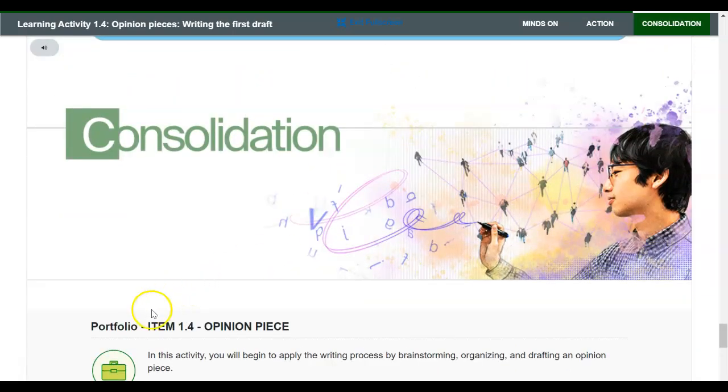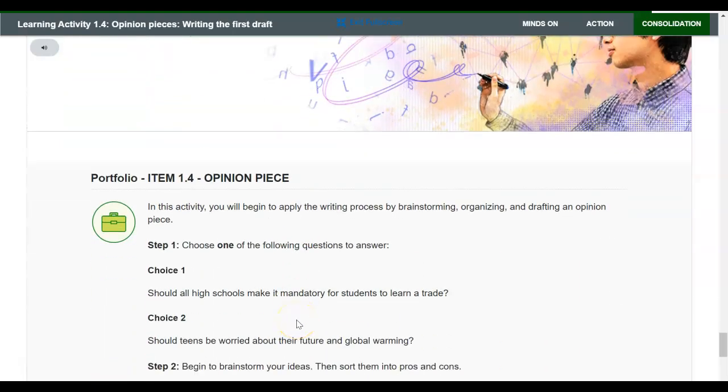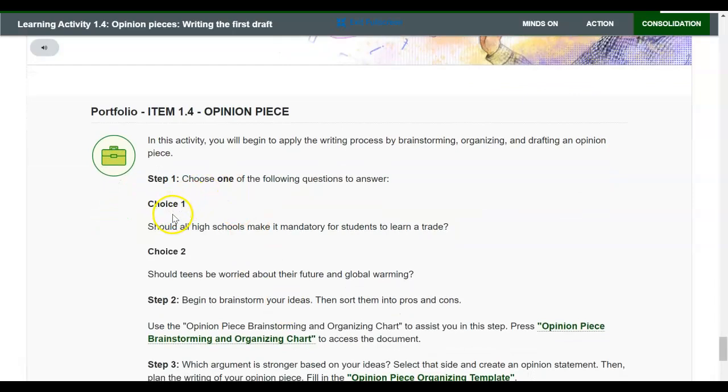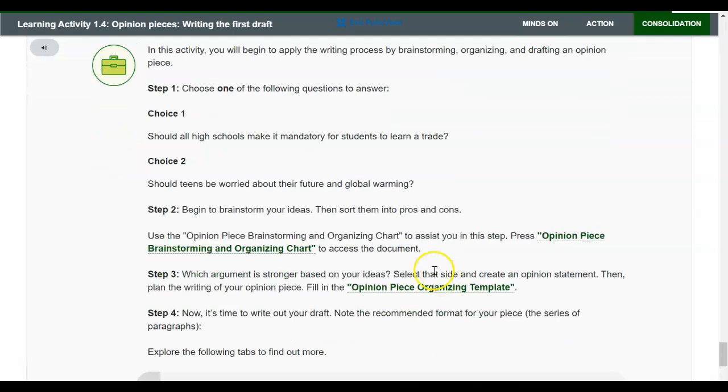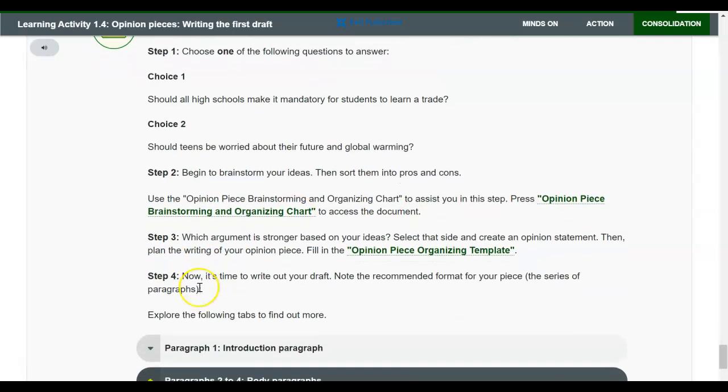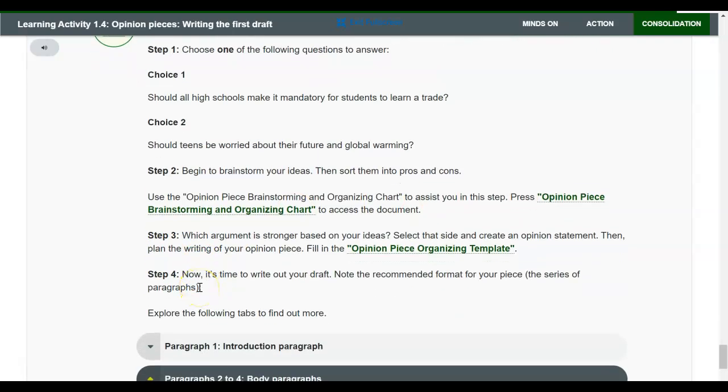So for your portfolio item that you're going to just save to your portfolio, you're going to pick one of these choices. So should all high schools make it mandatory for students to learn a trade? Or should teens be worried about their future and global warming? So begin with your brainstorming, just like it showed you up there. And you can use this opinion piece, brainstorming and organizing chart. Then the next step is deciding which argument is stronger, just like you did above about the cell phones in the movie theater, and use this opinion piece organizing template.